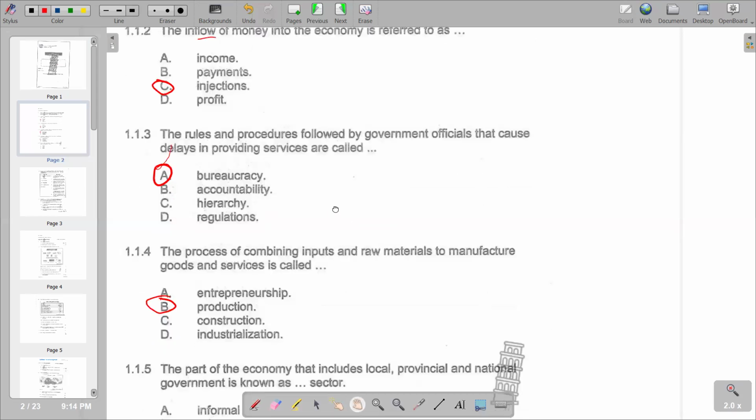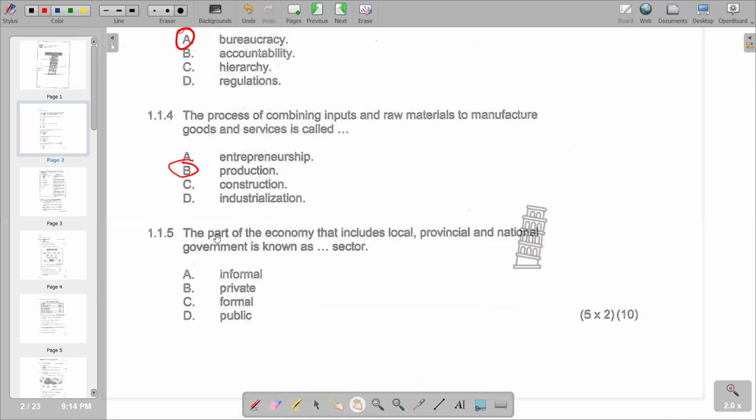So we go to the next question, which is now 1.1.5: the part of the economy that includes local, provincial, and national government is known as dash sector. So we've got informal, private, formal, public. So you see that this is the public sector. So we can just indicate public sector as the correct answer.